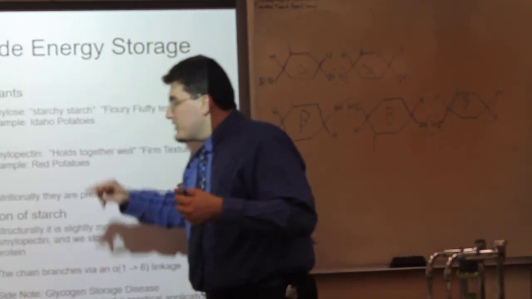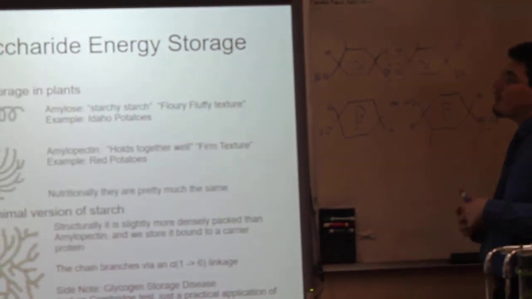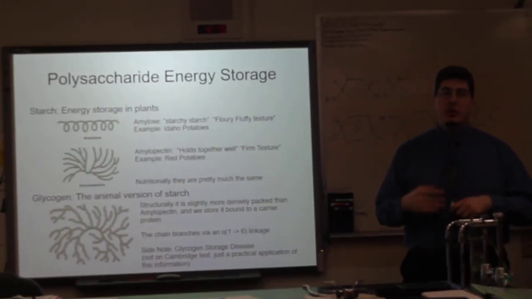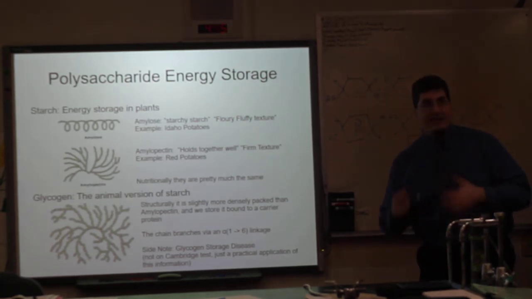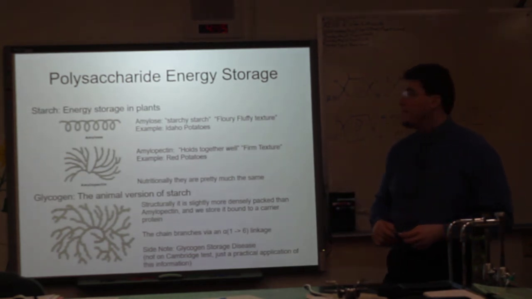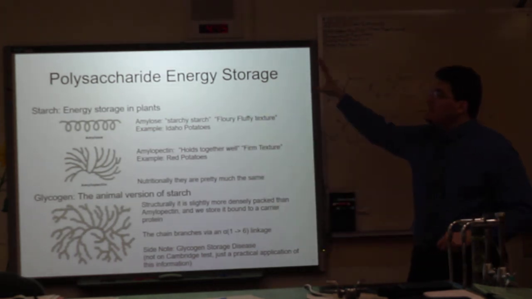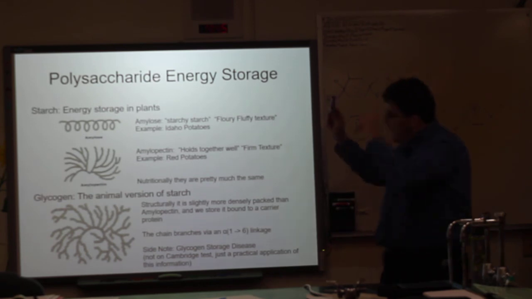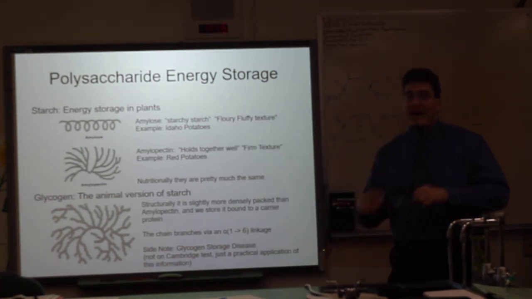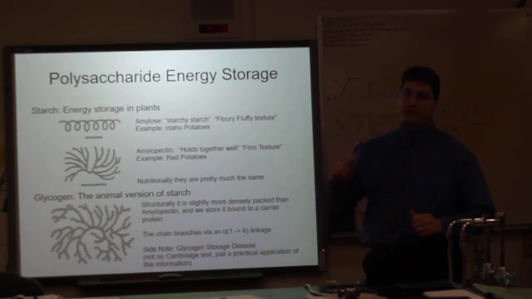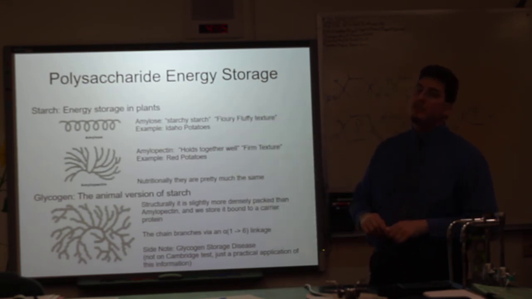Which brings us to the idea of the polysaccharide as an energy storage molecule. Alpha glucose is readily usable by animals as a source of fuel to produce energy for the production of ATP. Starch is the energy storage in plants, and glycogen is the animal version of starch. It is energy storage in animals. Amylose is a straight, unbranched chain of alpha glucose, alpha 1,4 glycosidic bond after alpha 1,4 glycosidic bond, continuing on until you're done.